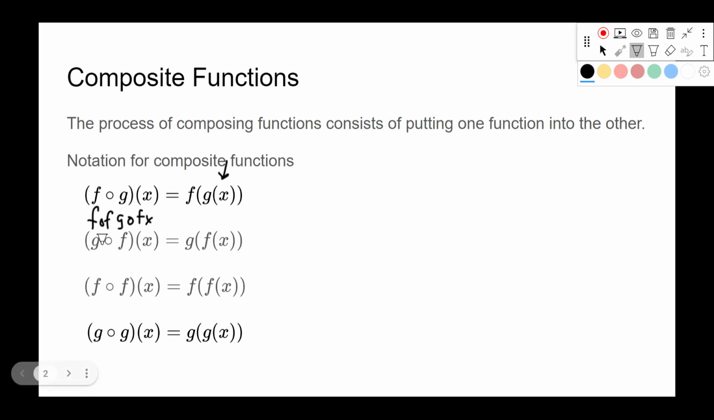So if we see g of f of x, it means we're going to take f of x and put it inside of g. You can also take functions and compose them with themselves. So f of f of x is literally taking f of x and putting it inside its own function. And same thing with g of g of x. All right, let's see how we're going to do this. We're going to start numerically and then we'll work our way down to doing it algebraically.